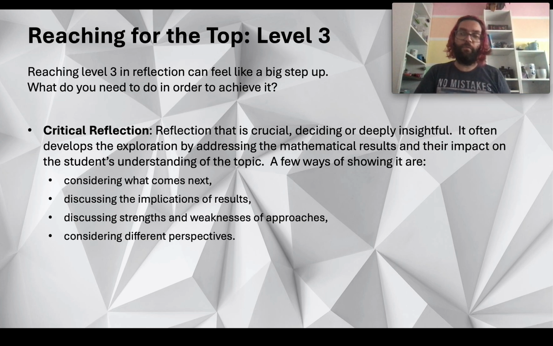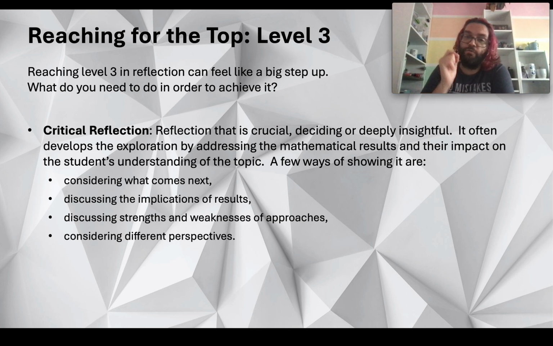And then another one. Remember, this is not an exhaustive list. These are just the things that were mentioned in the IB guide. Another way to show critical reflection is to consider different perspectives. Those could be historical perspectives, cultural perspectives, or the perspectives of different mathematicians or different schools of thought within mathematics in terms of how to solve problems. So there are certainly other ways of showing critical reflection, but these are some of them.